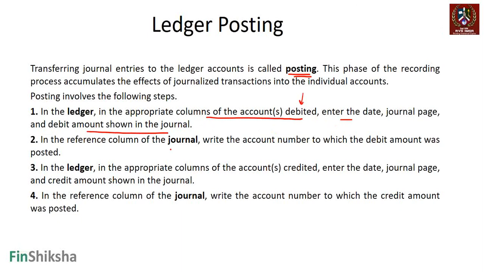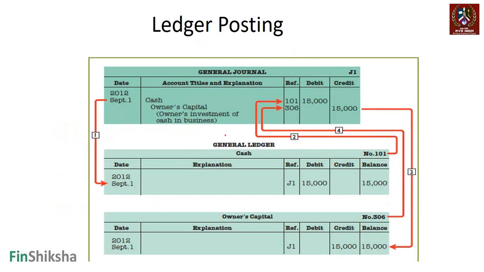Let's assume the journal is a book. In the same book of journal entries, in the reference column, write the account number to which this entry is posted. Now, account number could be cash account is 101, bank account is 102, and so on and so forth. You could have those account numbers. The same thing is done on the credit side, where the appropriate column of accounts is credited, and the date, journal page, and credit amount is shown in the journal. And in the reference column in the journal, we write the account number to which the credit account was posted. Let's see an example that will clear things out.